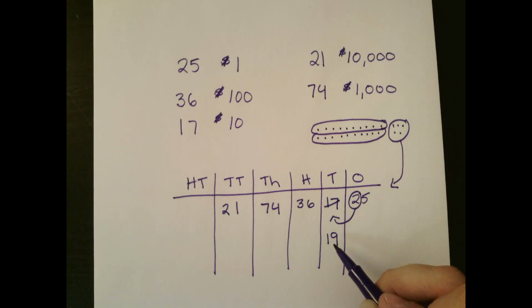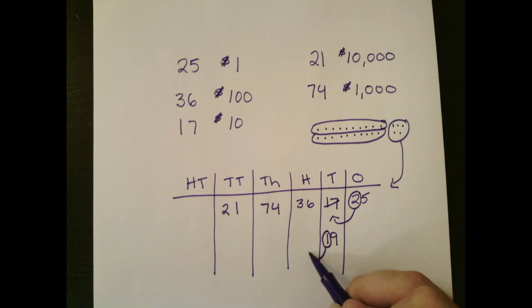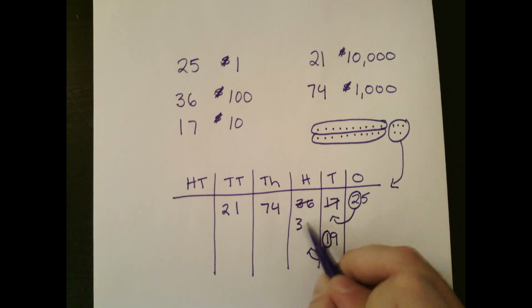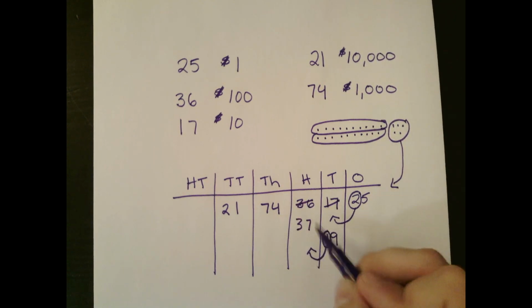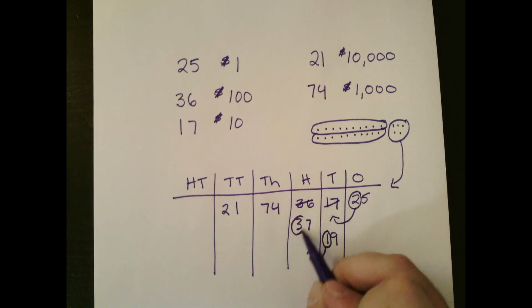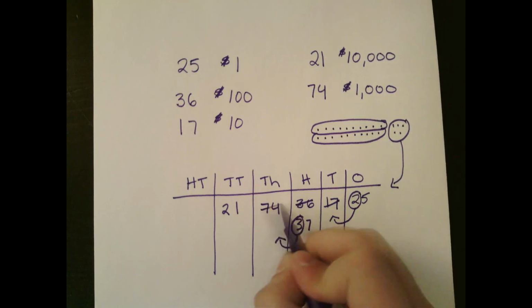Well, 10 10s is equal to 100, so I take 10 10s, and I move it over here. So now instead of having 36 hundreds, I have 37 hundreds. I do the same thing. 10 hundreds is equal to 1,000. So 30 hundreds is equal to 3,000s. And you just follow that same process each time.